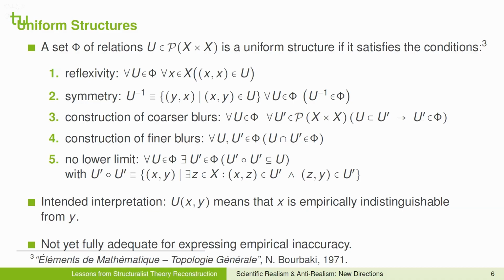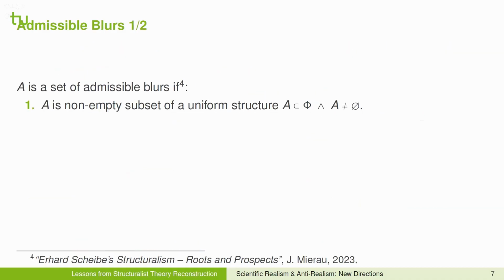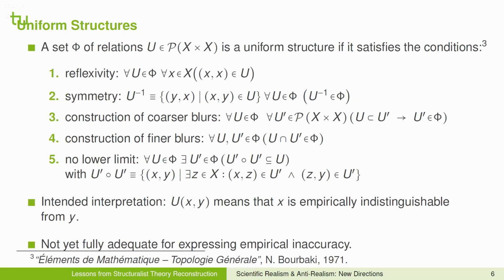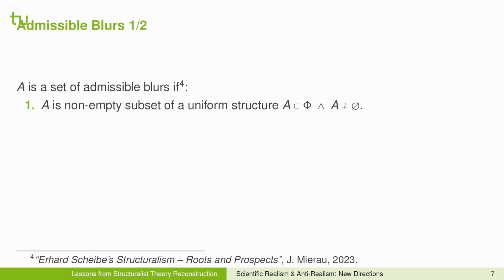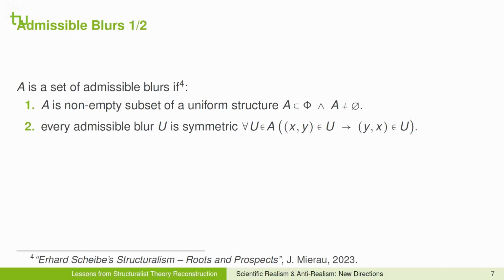Also, especially if you have a phenomenological law, we are pretty sure there is a lower limit of accuracy. So we will need some further axioms in order to really come to admissible blurs for our empirical theories. But we start with the axioms from the slide. So we will say admissible blurs will be a subset of a uniform structure, a non-empty subset, of course. Then we simply say we want the symmetry in the right form, so in U and not in A or phi.